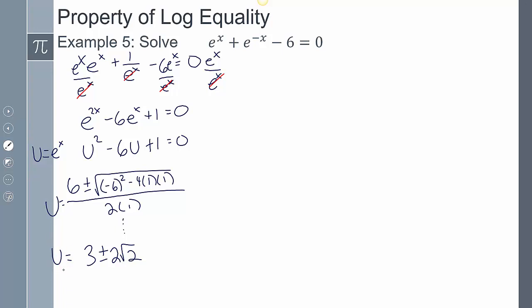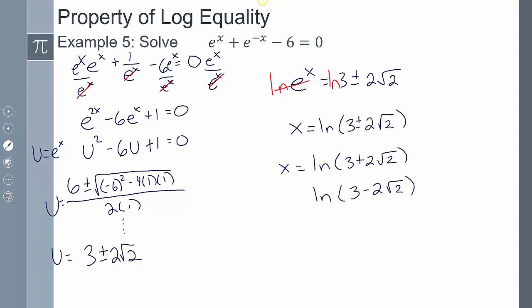What I'm trying to do is find what my x is. So now I can substitute u in for e to the x. And now this is an equation in which I can use logs to solve. So I can take the ln of both sides. And so ln of e to the x is just going to give me x, equals ln of 3 plus or minus 2 root 2. So this is going to give me ln of 3 plus 2 root 2, and then ln of 3 minus 2 root 2. Those I can enter in my calculator, and I get x equals 1.76 and negative 1.76.